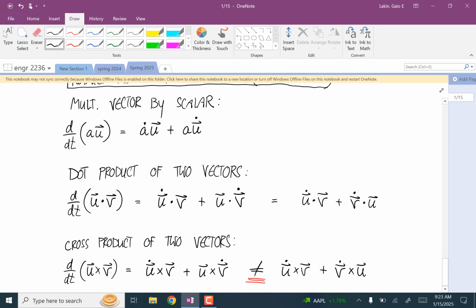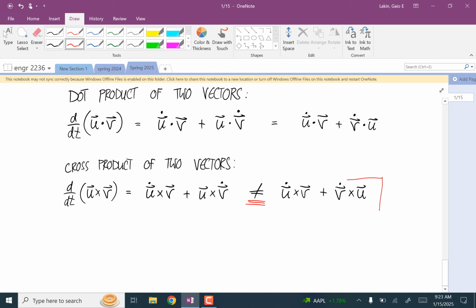And with scalars, it doesn't matter. So this is equal to A dot times U plus U dot times the scalar A. But this is the one that you have to worry about. So you're better off thinking of it as, if you just always think of the product rule as derivative of the first times the second, plus the first times the derivative of the second, then all of these will work. Okay?